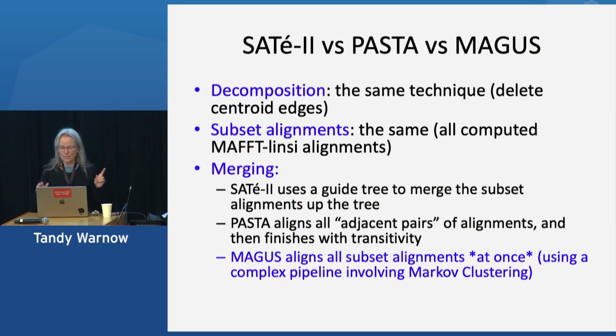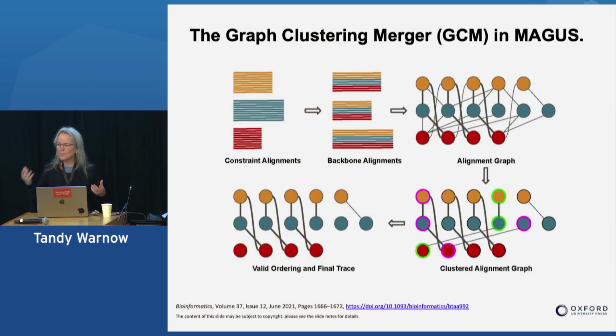MAGUS was different from PASTA in that it divided into the same subsets, but then it takes these subset alignments and does something really bizarre. So what does it do? It has the subset alignments here. Remember, you take the tree, you decompose into subsets. Each of these subsets, you get an alignment on it. Those are your constraint subsets, your constraint alignments. When you merge them, you're not going to change them. But what was done was my student said, I'm going to take a few sequences from each of the subsets and use an estimated alignment on those sequences to help merge the constraint alignments.